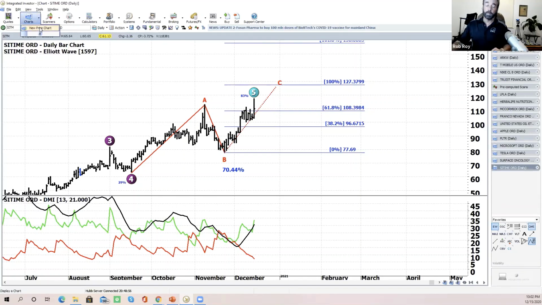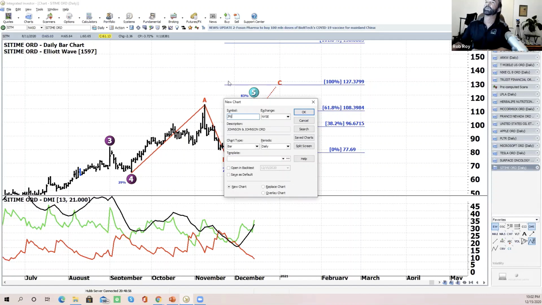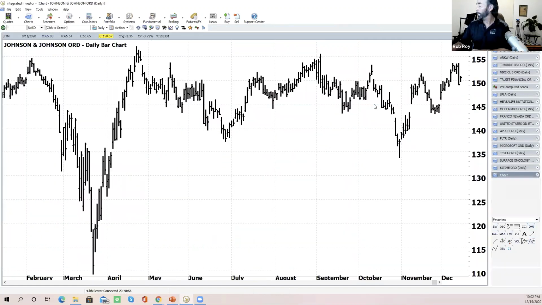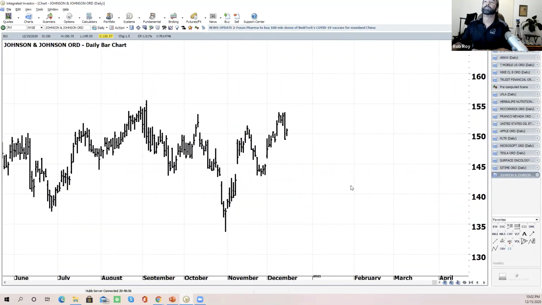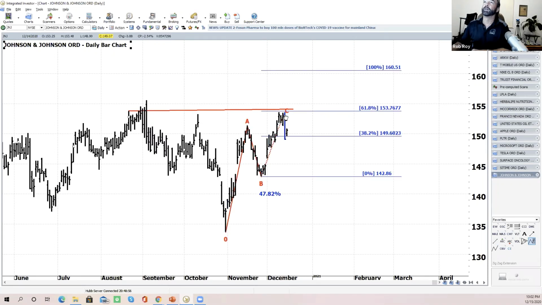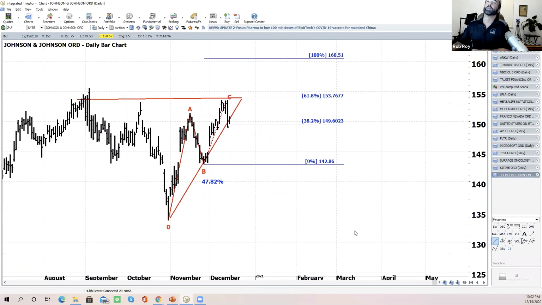Kurt, Johnson & Johnson. Let's take a look at that. There's a big old triangle. The ADX isn't low enough. That's why it's not on the search. Look at that. I don't see that very often. A zigzag within a triangle. That's interesting. So that's a really interesting pattern.